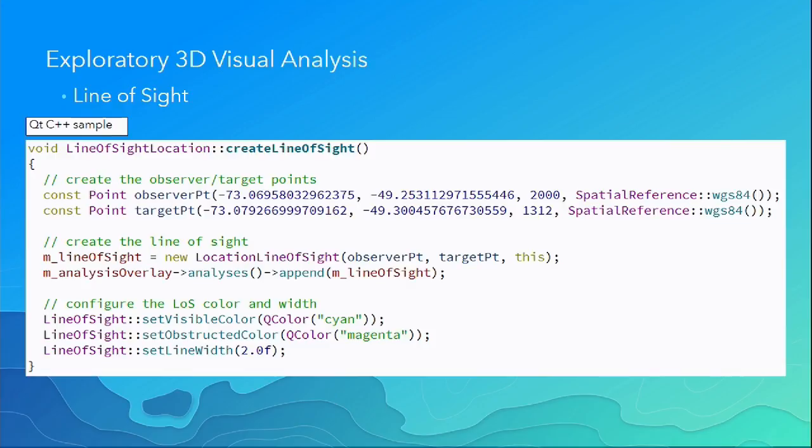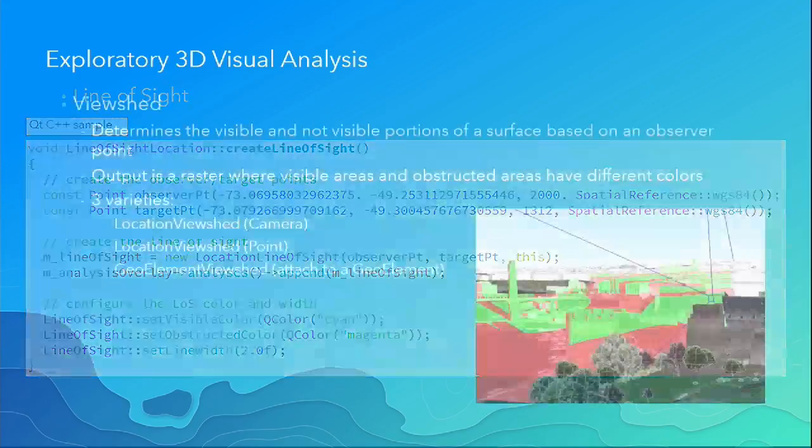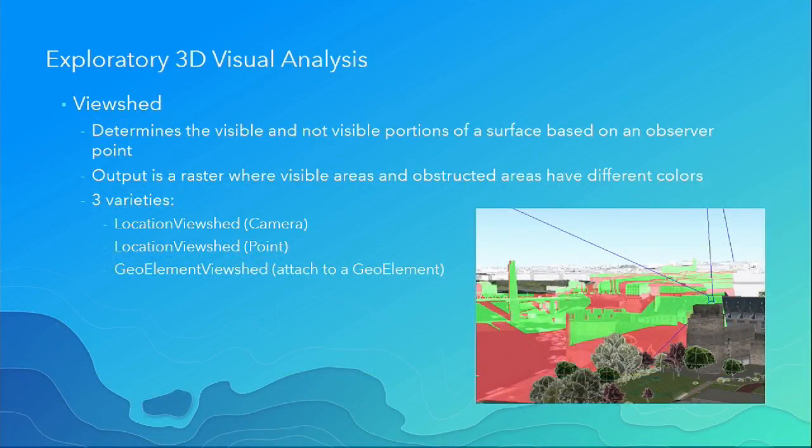Then the last couple of lines here, I'm just setting some additional parameters. I'm setting the color for the visible and the obstructed parts of the line, and I'm also changing the output line width. So viewshed is very similar to line of sight, but instead of having a line between 2 points, you have 1 point and then the output is a raster. So in this case here, you can see there's this blue frustum outline that represents my observer location, and the output is this raster over the scene. The green parts, again, are the visible parts, and the red parts are obstructed.